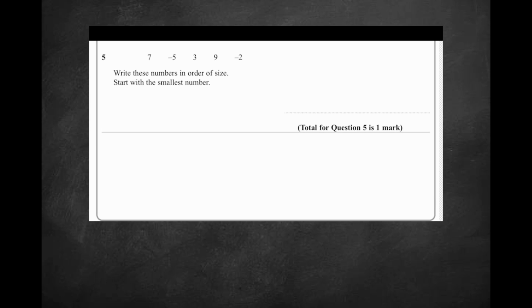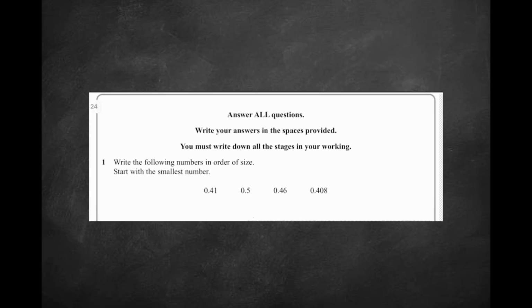So, it's asking us to write these numbers in order of size, starting with the smallest number. So, the key here is just to make sure you're paying attention to minus signs, and all we need to do is list them, starting with the smallest, so -5, -2, 3, 7, and 9, just a 1-mark question. And a second example for you here.